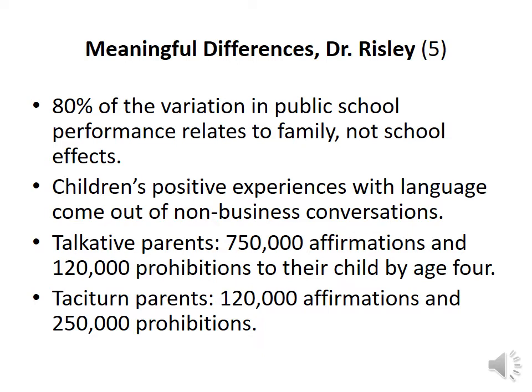Talkative parents, now we're talking about affirmations, meaning reaffirming things that the child did well, and prohibitions, things that the child should not be doing. All right, so talkative parents had 750,000 affirmations and 120,000 prohibitions to their child by age 4. So this research on affirmations and prohibitions continued until age 4. Taciturn parents had 120,000 affirmations. Look at the difference between taciturn and talkative.